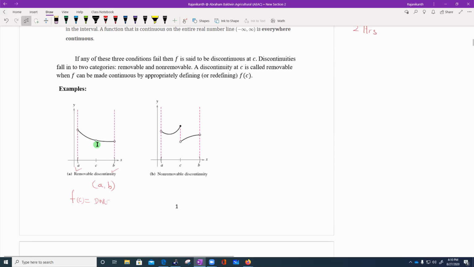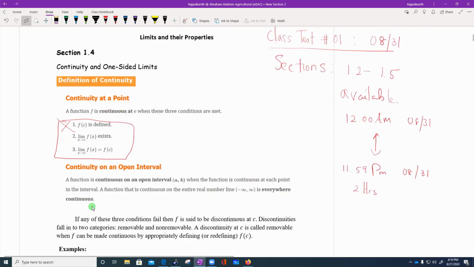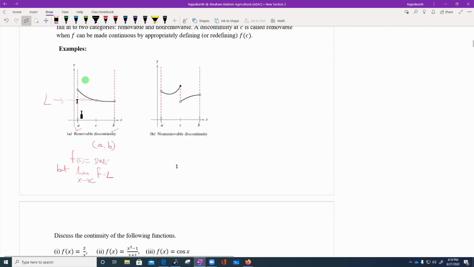But you see the limit value, right? The function has a limit value. When x approaches C, where is the function approaching? It is approaching this y value of that particular point. So this is my limit value, okay? Say this is L. That means we have a limit value, but the function is not defined, right? That means if you look at those three conditions, the first condition is not satisfied. Therefore, the first picture is a function which is discontinuous at C.